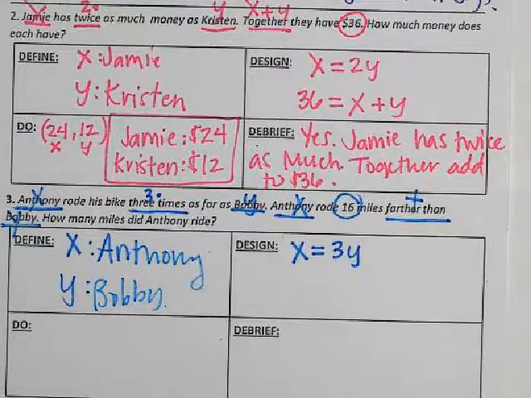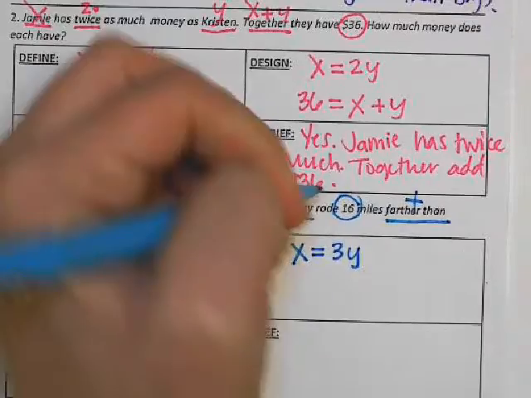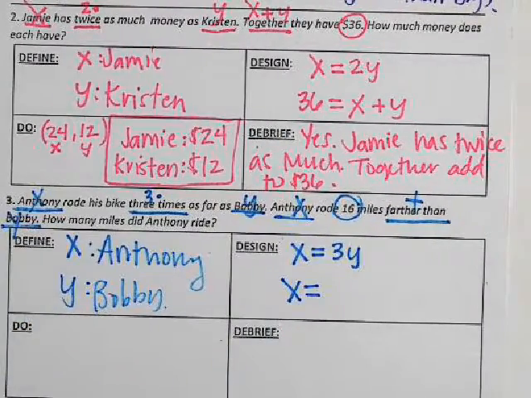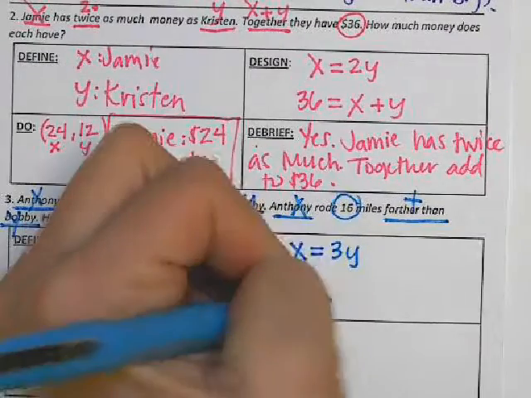So because I don't have a total, what do I start with? The first variable. Is it always going to be X? No. Okay, the first variable is Anthony, so X equals. Then what's left? 16 plus Y.